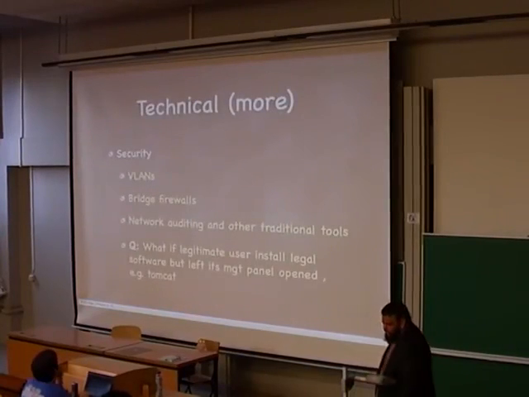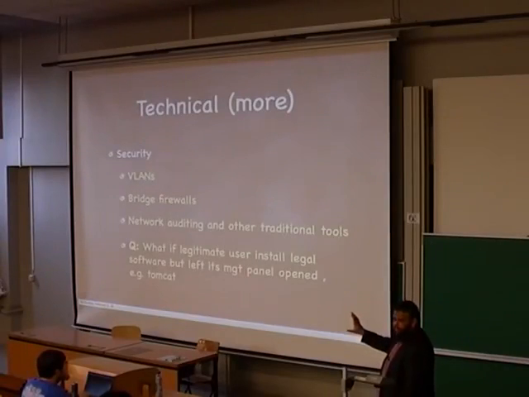One more technical issue is security. We managed to get it through VLANs, through bridge firewalls, and the network auditing tools. We were forced to use the traditional ones. And this last one is a question: what if one of the legitimate users installs legal software, a Tomcat for example, and configures it wrongly, so that its manager panel has a default password, and any other hacker who has access to the manager panel deploys a botnet or any bomb? How to stop that one?